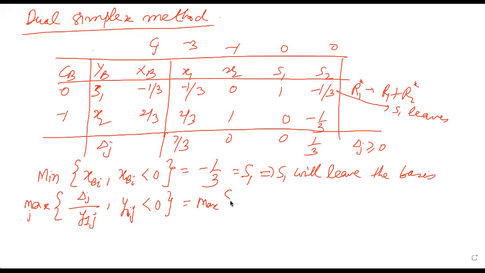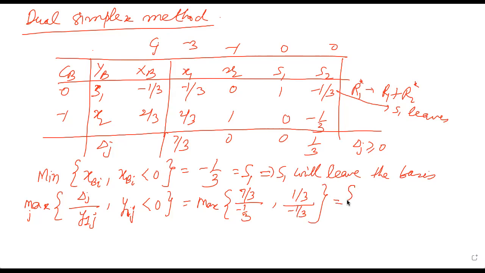So max of, so delta 1 is 7 by 3. Upon y1j, 1 is minus, ye hai na? Minus 1 by 3. 0, 1, I will not take positive or 0. I will take now this. It is how much? 1 by 3 upon minus 1 by 3. These two only. Is it clear? Delta 1 upon this. I will not take this and delta 4 upon this. So how much it is coming?